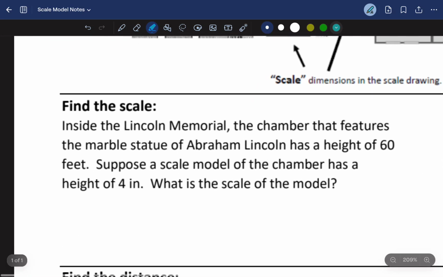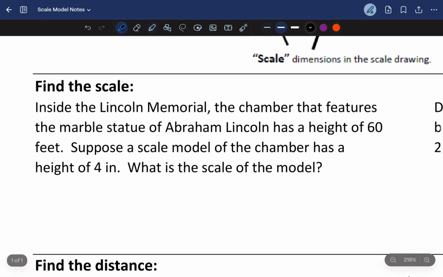So we're going to practice just finding scale first, and then we're going to move on to using scale and finding a missing measurement or an actual length, you'll see. So we're going to find scale. This first example says, inside the Lincoln Memorial, the chamber that features the marble statue of Abraham Lincoln has a height of 60 feet. Suppose a scale model, so scale model is the drawing, of the chamber has a height of 4 inches. What is the scale of the model?